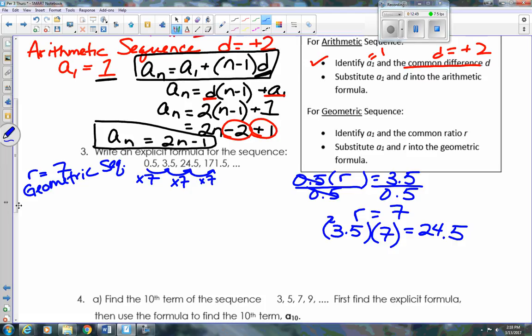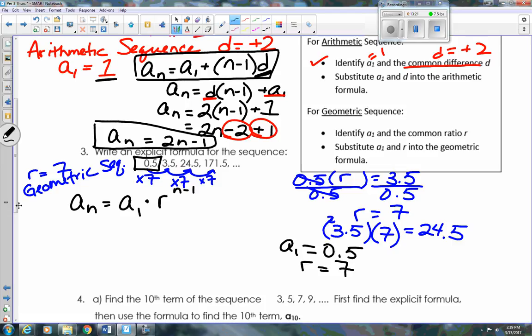So now to write the formula for a geometric sequence, I'm going to use my standard form. A subscript n equals a1 times whatever r is to the n minus 1 power. And then I want to substitute in for a1 and for r. So I need to know what's a1. Well, that's the first term in my pattern, 0.5. And I need r. We already determined by multiplying by 7.